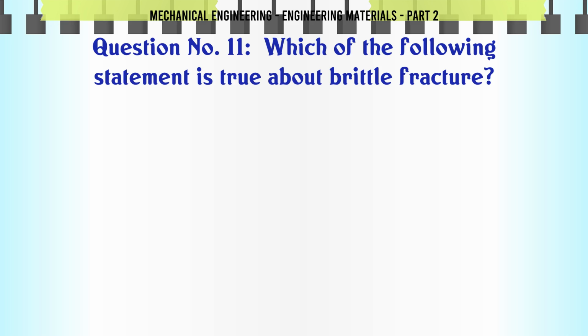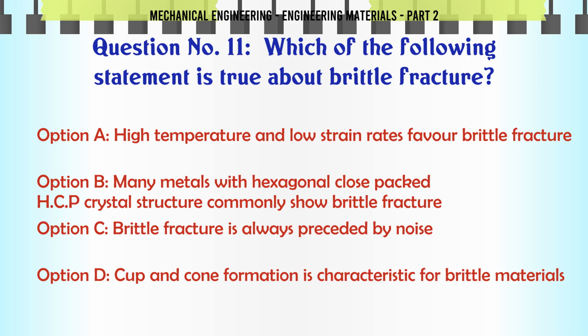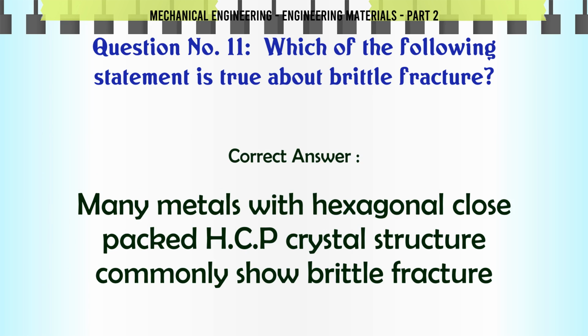Which of the following statements is true about brittle fracture? A. High temperature and low strain rates favor brittle fracture. B. Many metals with hexagonal close-packed (HCP) crystal structure commonly show brittle fracture. C. Brittle fracture is always preceded by noise. D. Cup and cone formation is characteristic for brittle materials. The correct answer is many metals with hexagonal close-packed (HCP) crystal structure commonly show brittle fracture.